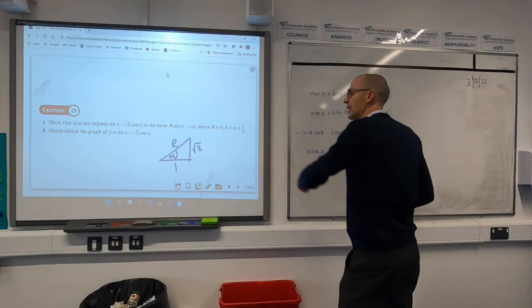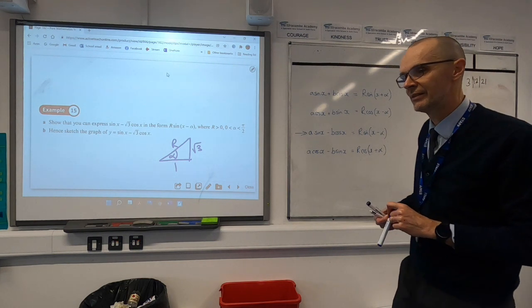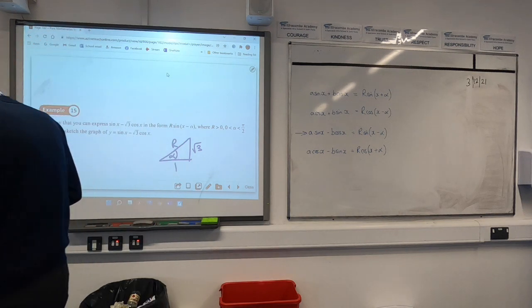I note that this one they want the angle in radians. It's a pain, but it's actually not too bad because of the values involved.